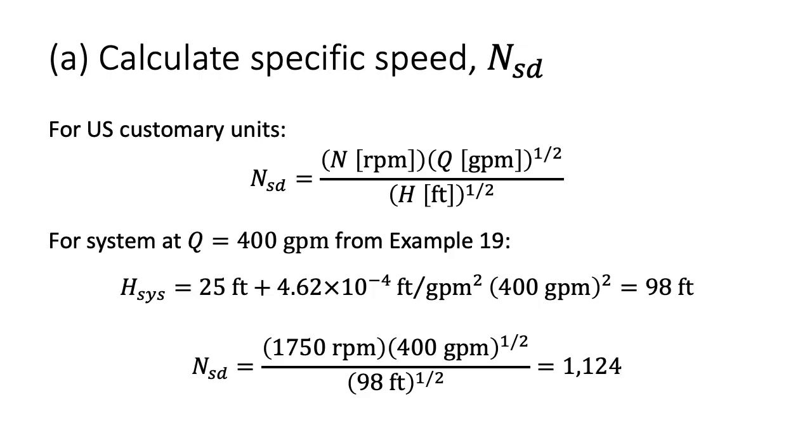To calculate the specific speed for our system, we first calculate the operating head at our desired flow rate of 400 gallons per minute and get a system head of 98 feet. Substituting in these values, we get 1,124 for the specific speed. Thus, a radial flow pump would typically be selected for this system.